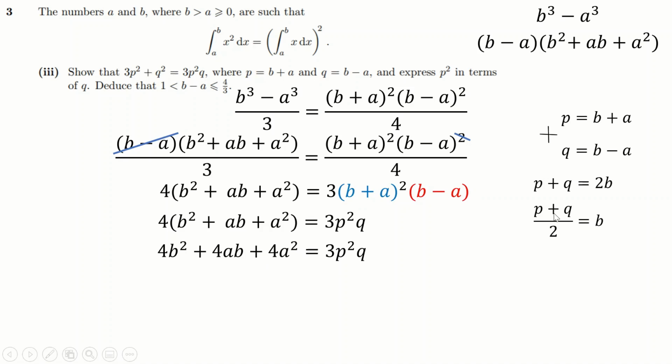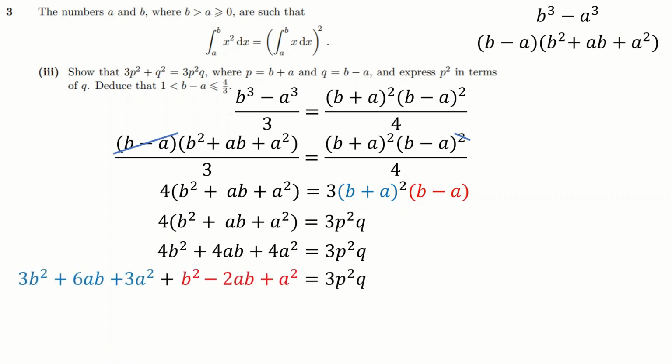Now, I didn't think of that. So what I'm going to do instead is I'm going to flex incredibly hard on this step question. Because what I'm going to do is take this thing here and write it like this. So I hope you can agree that I'm allowed to do this. 3b squared plus b squared is just 4b squared. 3a squared plus a squared is 4a squared, and 6ab minus 2ab is 4ab. So this is fine.